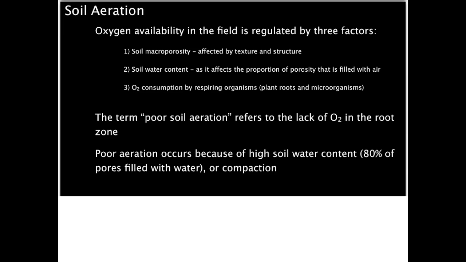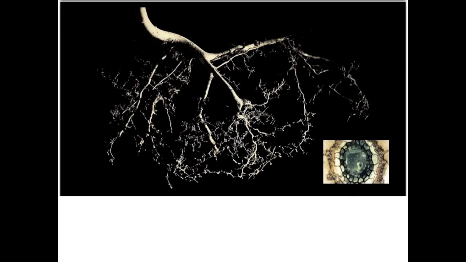Okay. So if we have high soil water content, so let's say 80% of the pores are filled with water, or there's compaction or something like that, we will have poor aeration because it's basically that water is replacing the air in the soil in those pore spaces. That's when we find times of poor aeration.